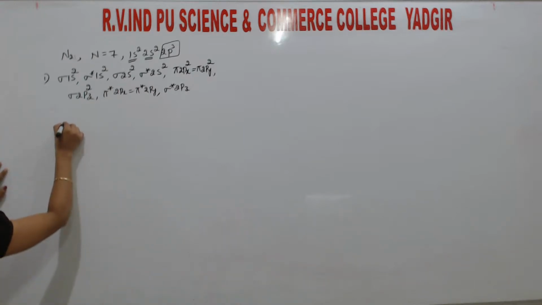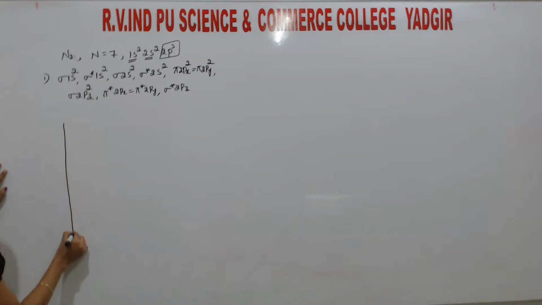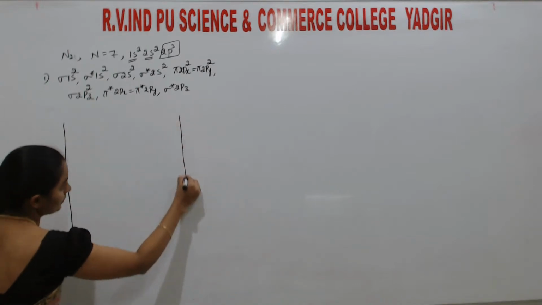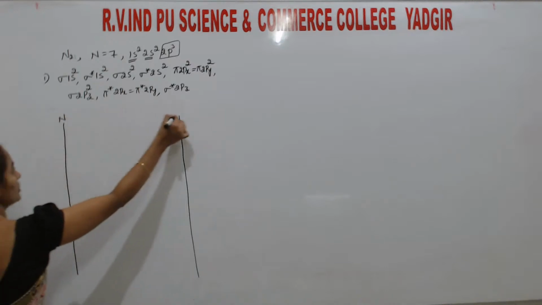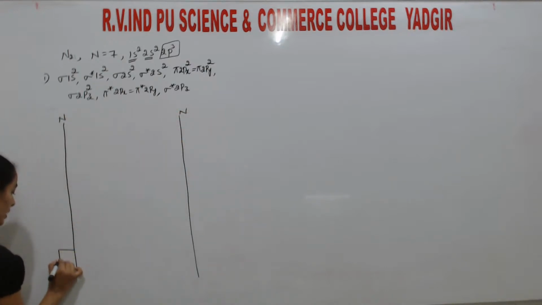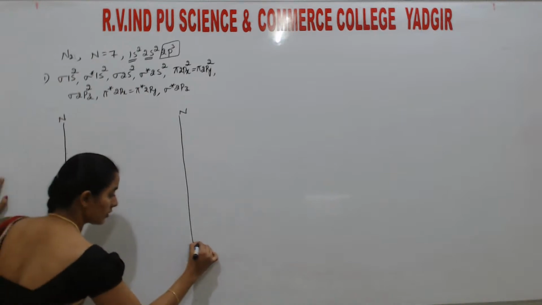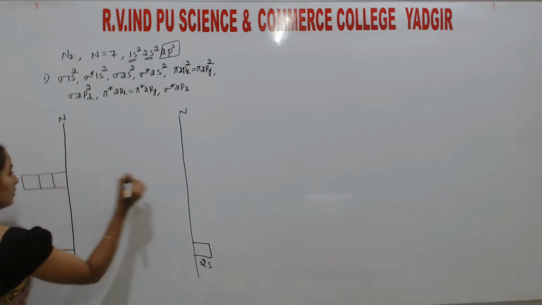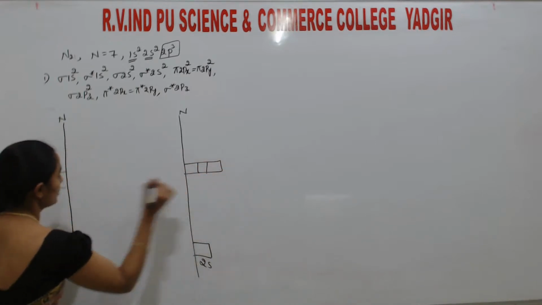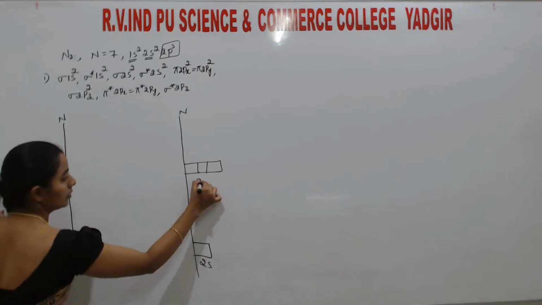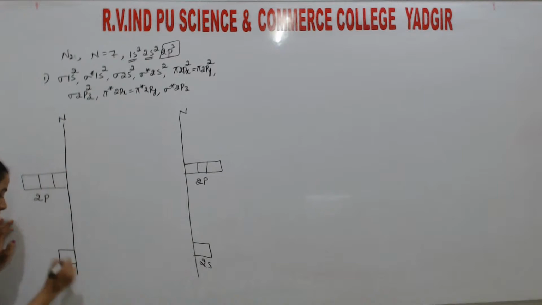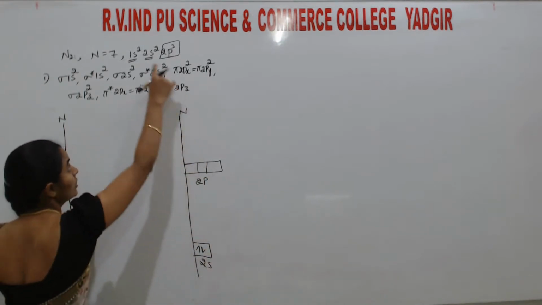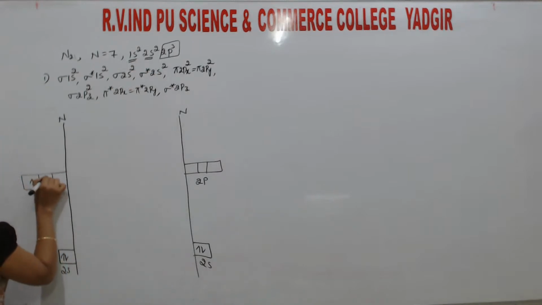Write the diagram here and write the complete diagram. Nitrogen, nitrogen. The valence shell I will consider. This is 2s. The 2s orbital means how many electrons are here? 2 electrons. Just see the configuration 2s2, 2p3.